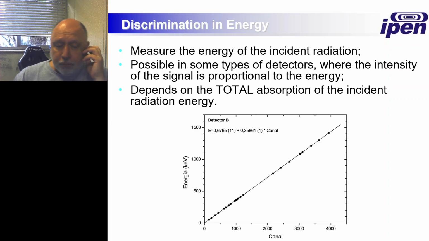And essentially, usually for most detectors, the dependence on what we call canal, or channel, is just a digital number from 1 to 4096, right?